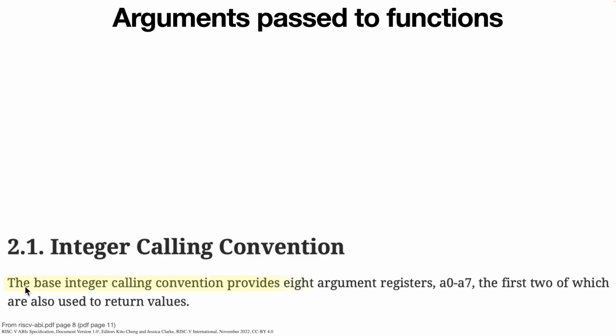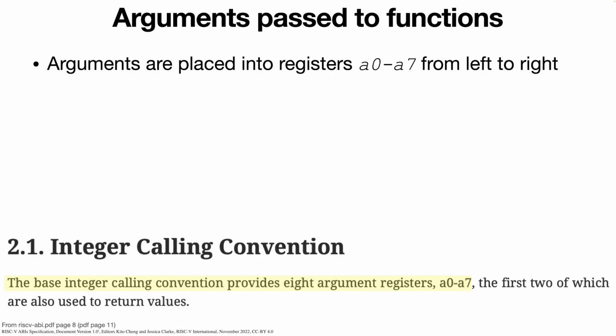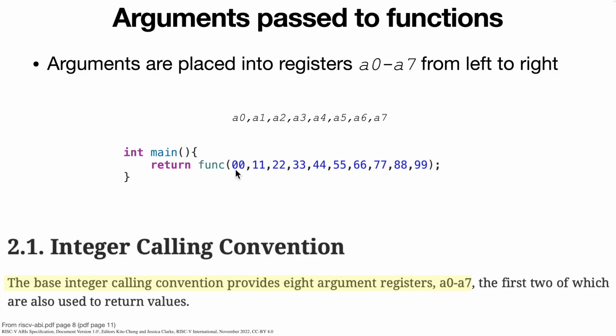Now let's focus on how to pass values into functions. Arguments are passed into functions using that thing we just saw right there. The base integer calling convention provides 8 argument registers, A0 through A7. But that doesn't exactly tell us which arguments are passed in which order. So I'm going to tell you that things are passed from left to right, A0 to A7. Concretely, let's say you were calling a function and it took 10 possible parameters. Well, the 0th parameter would go into A0, the 1st into A1, and so forth, all the way up until A7. So these first 8 parameters directly from left to right go into the corresponding registers.